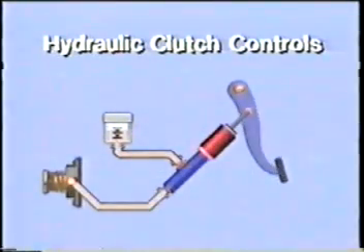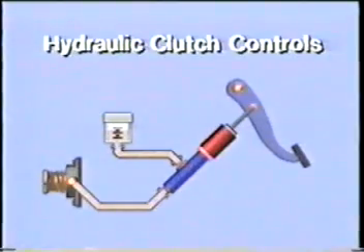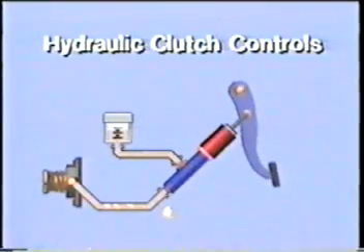The entire system depends on the containment of fluid pressure to do its job. A leak in the hydraulic lines can introduce air into the system and limit the amount of pressure that the master cylinder can deliver to the slave.